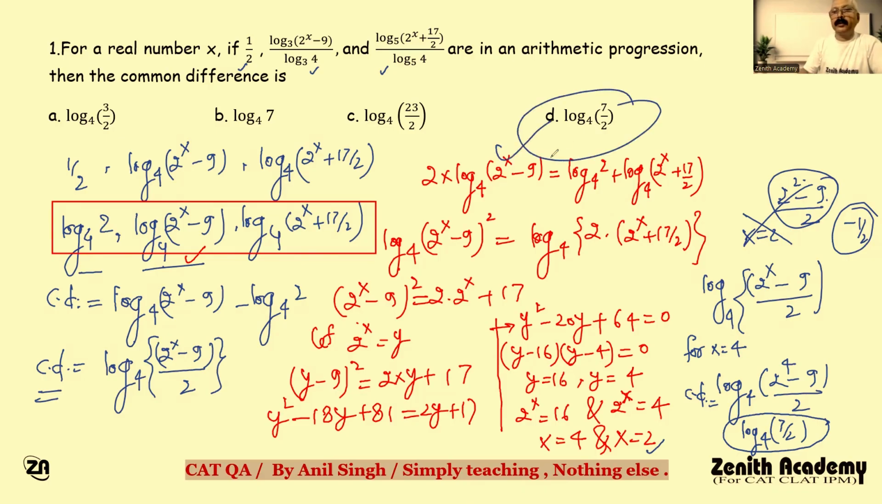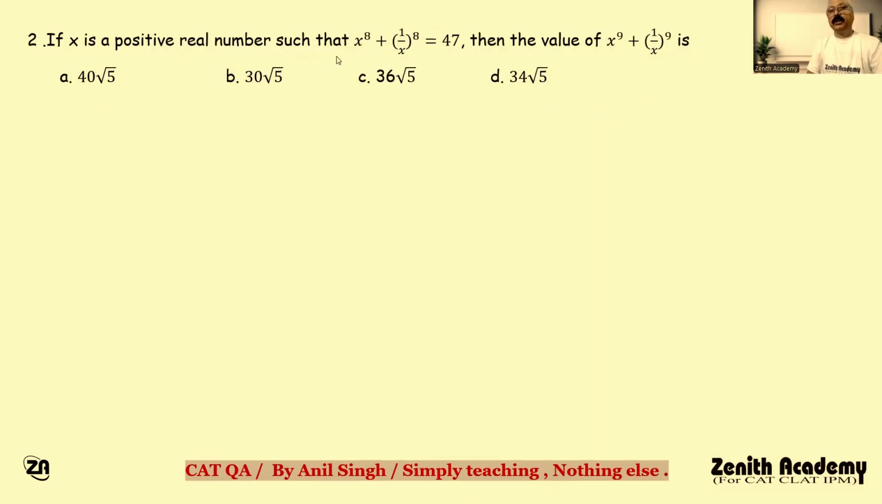This question is based on a basic understanding of algebra. If x is a positive real number such that x to the power 8 plus 1 upon x to the power 8 is 47, then find the value of x to the power 9 plus 1 upon x to the power 9. X to the power 9 plus 1 upon x to the power 9 is to be found.